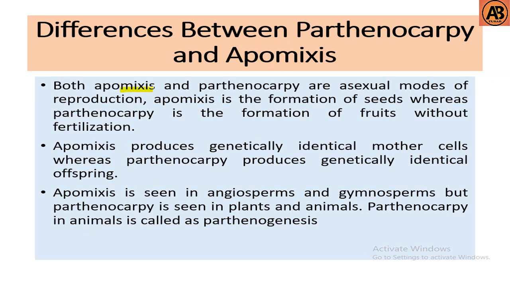Both apomixis and parthenocarpy are asexual modes of reproduction. Apomixis is the formation of seeds, whereas parthenocarpy is the formation of fruits without fertilization. Apomixis produces genetically identical mother cells, whereas parthenocarpy produces genetically identical offspring. Apomixis is seen in angiosperms and gymnosperms, but Parthenocarpy is seen in plants and animals. Parthenocarpy in animals is called parthenogenesis.